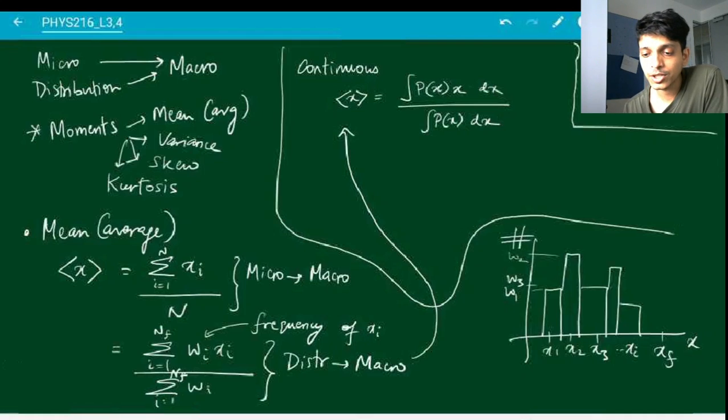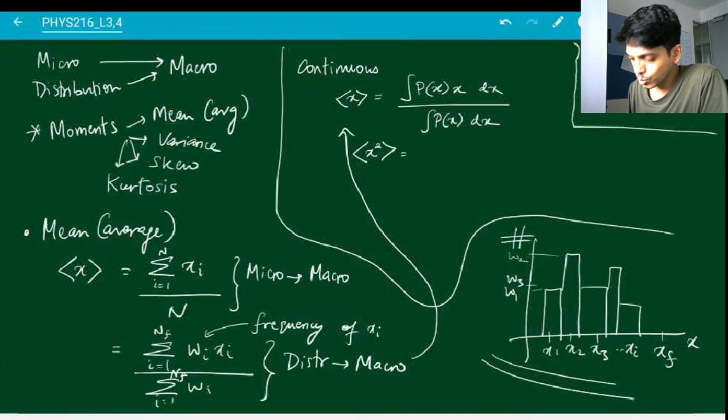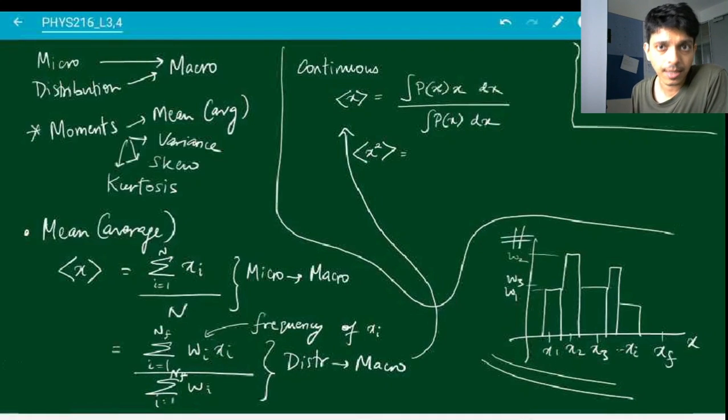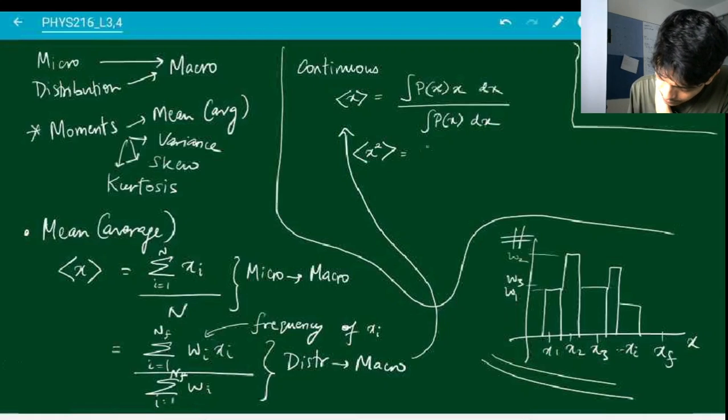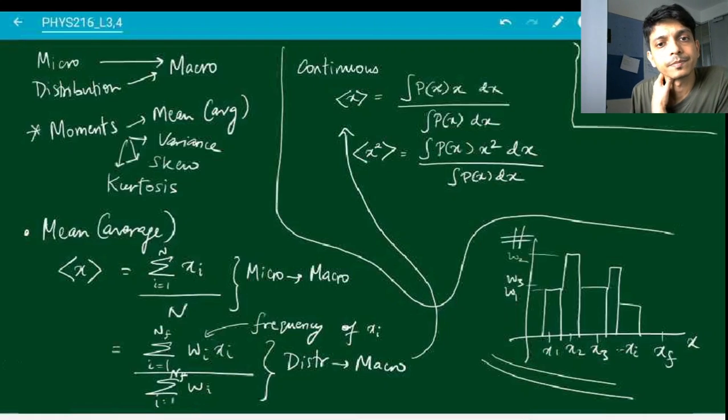This also allows you to generalize to any function. Suppose instead of taking the average of x, I was interested in taking the average of x squared. This graph shows how all the x's are distributed. I want to ask how the x squares are distributed. What is the average of the x squares, not of x? So instead of x over here I will put x squared: integral p(x) x squared dx divided by integral p(x) dx.